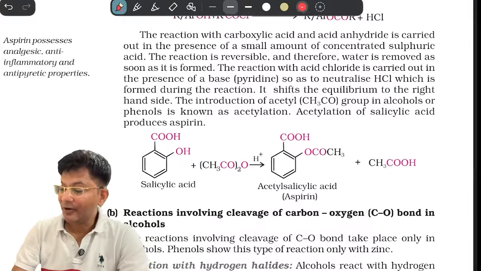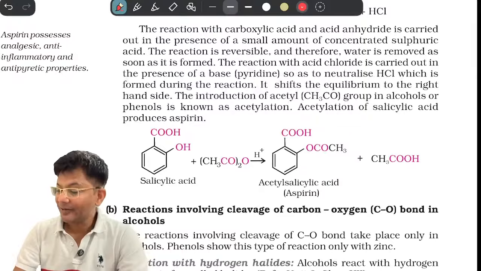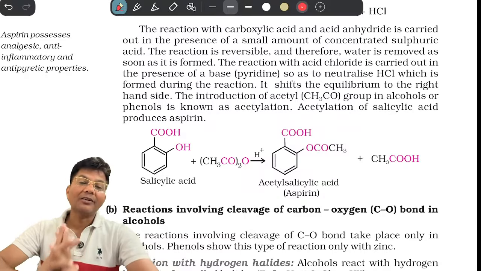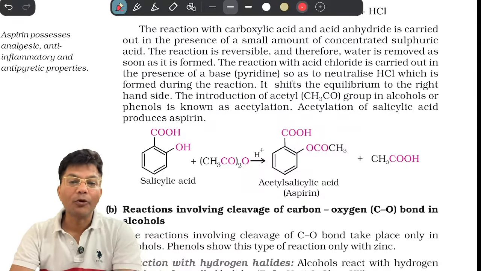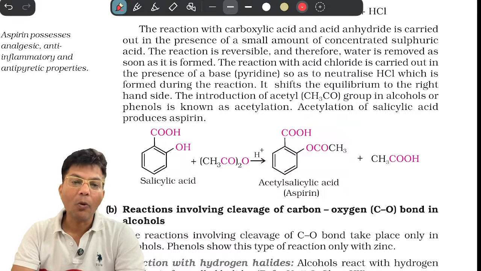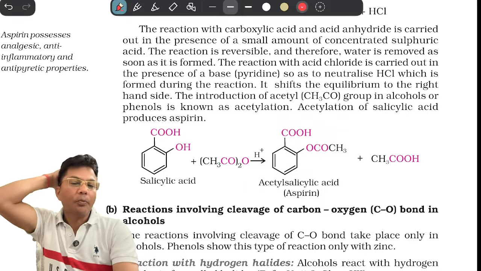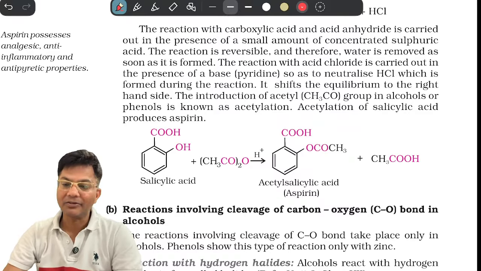Now, salicylic acid. We all know that salicylic acid will produce aspirin. This the whole world knows now, my dear friends. We know that alcohol loses proton, but have you ever seen that alcohol is losing OH? The reactions where alcohol's OH bond cleavage is taking place. Let's see.